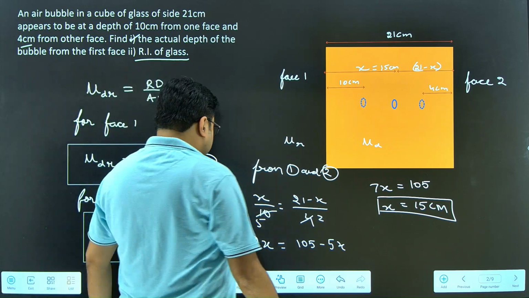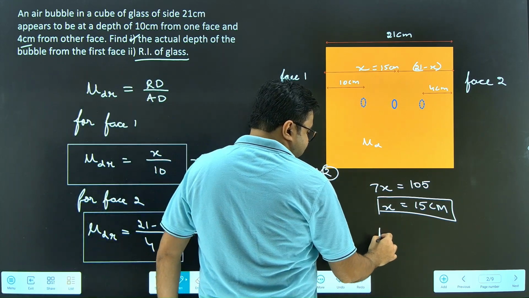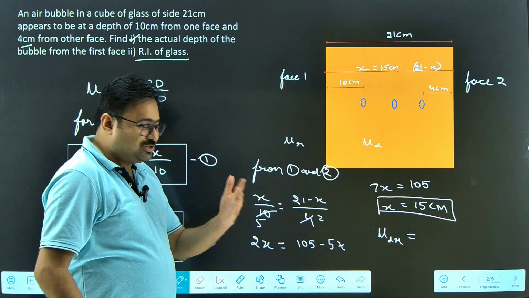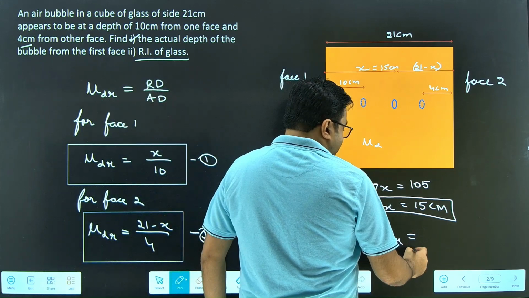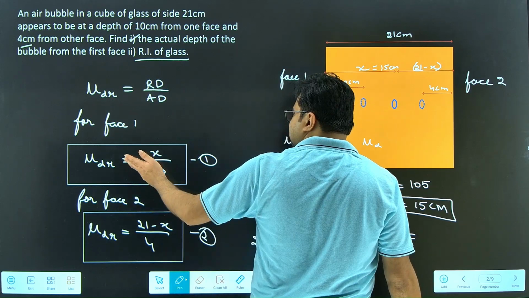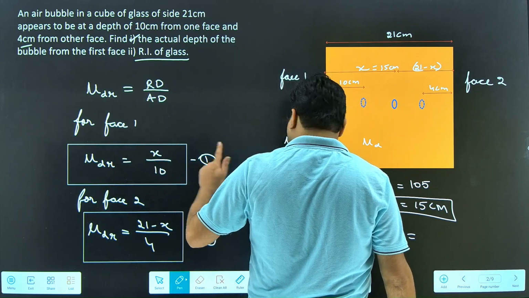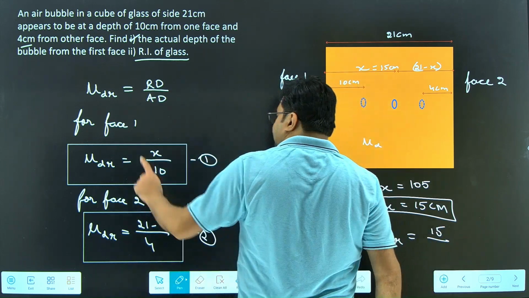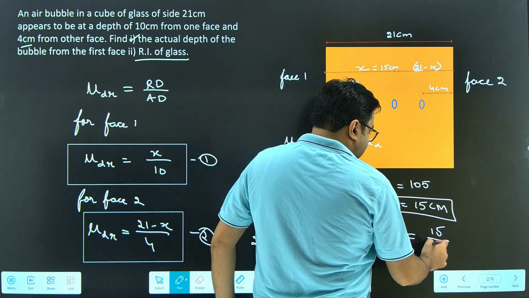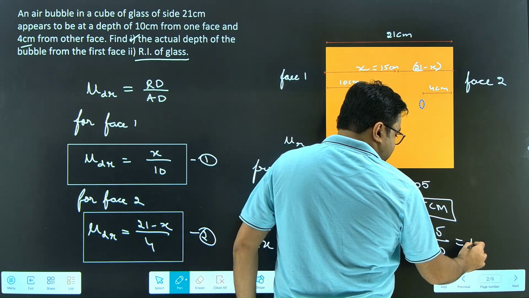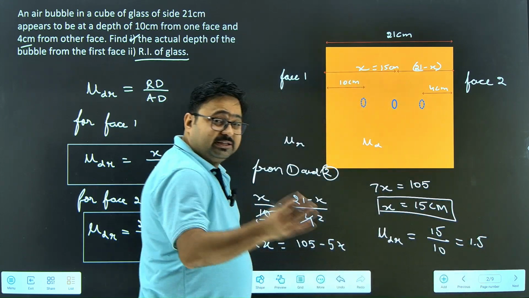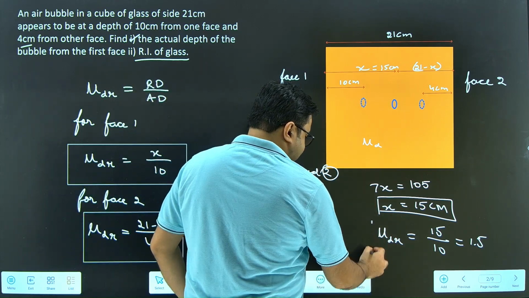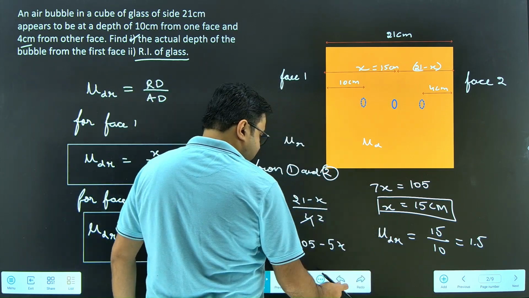Refractive index of glass. So glass's refractive index with respect to that of air, because nothing is mentioned, I'll assume that it is air, mu dr would simply be equal to x divided by 10. X is anyway known, so we can write 15 in place of x divided by 10. So the answer turns out to be 1.5. Refractive index does not have a unit, so we will stop it there, and that's your final answer as well.